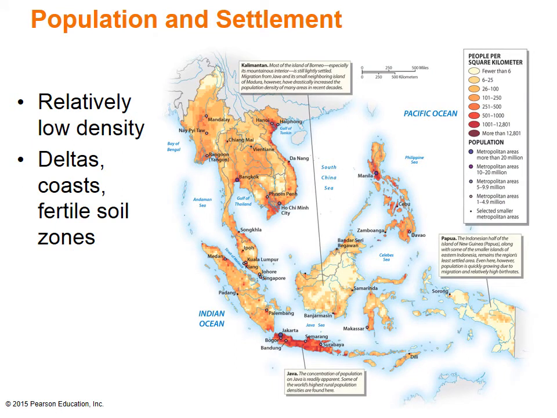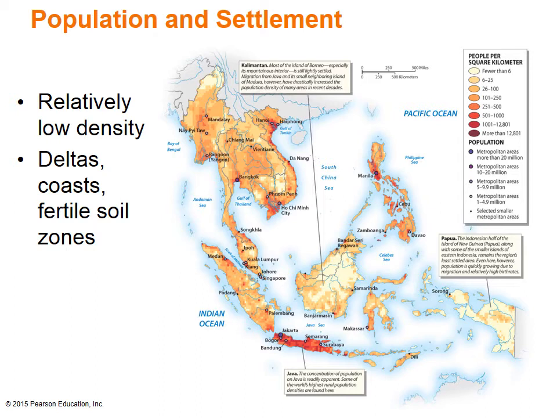With just over 600 million inhabitants, this region is not heavily populated by Asian standards. One of the reasons for this relatively low density is the extensive tracts of rugged mountains, which generally remain thinly inhabited. In contrast, relatively dense populations are found in the region's deltas, coastal areas, and zones of fertile volcanic soil.